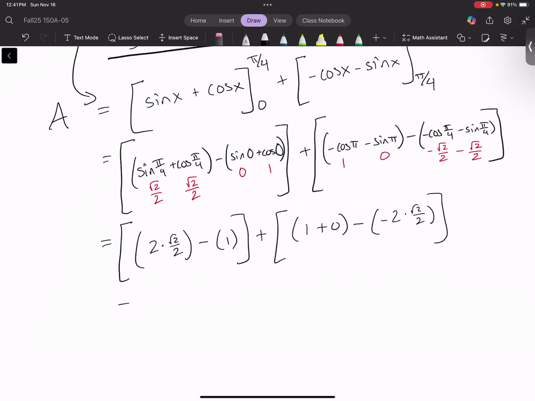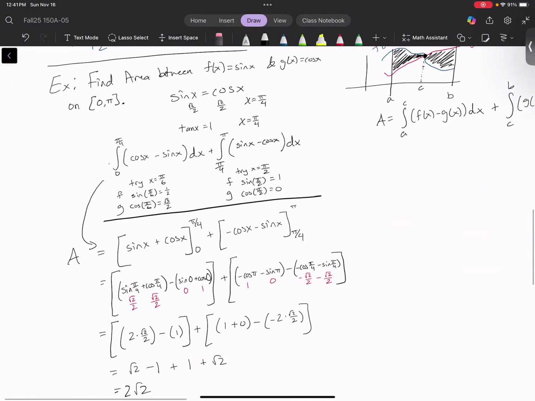Okay, so this is root 2 minus 1 plus 1 plus root 2, right? So those two negatives cancel. So then my ones cancel and I get 2 root 2. And that's going to be the area of this region, 2 root 2.